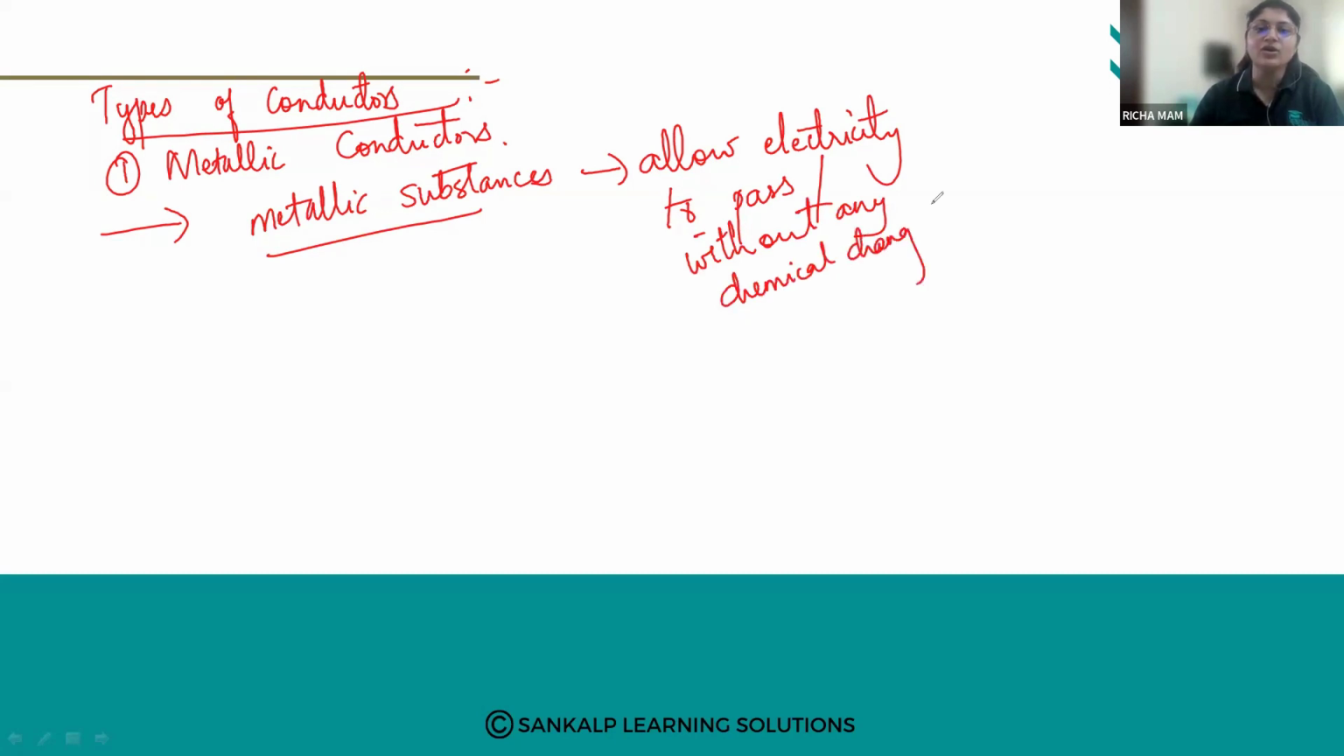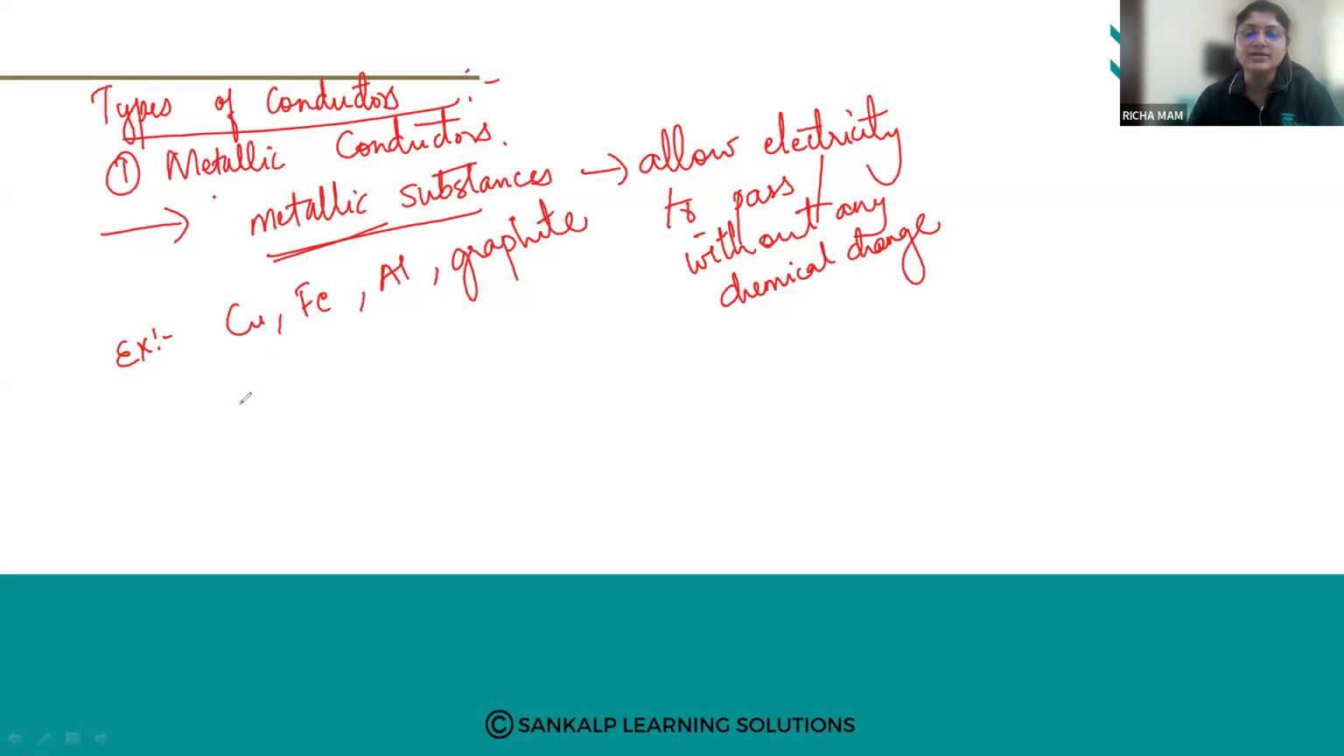So this is the meaning of metallic conductors. They allow electricity to pass through them without any chemical change. For example, examples are important: copper, iron, aluminium, and graphite. Graphite is an allotrope of carbon. So these are the examples of metallic conductors.